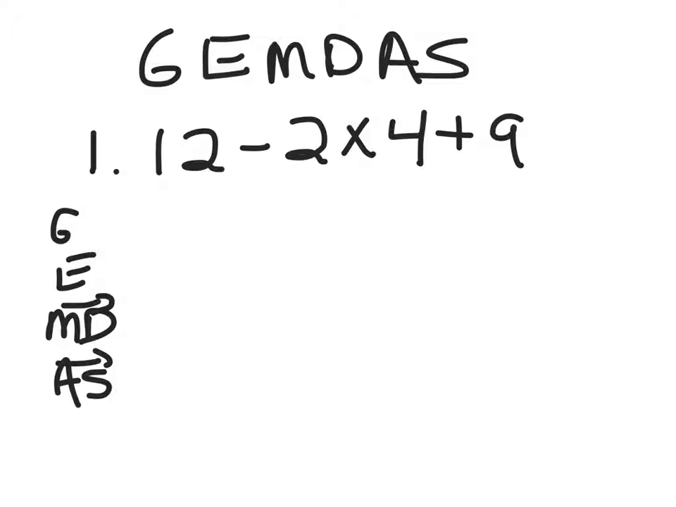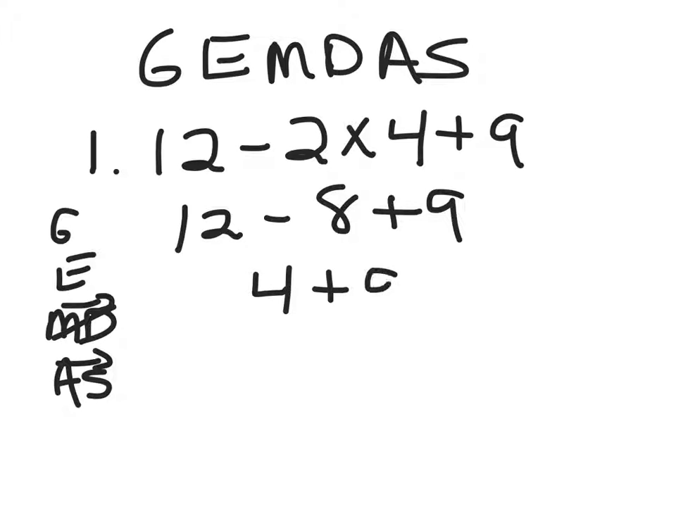The first thing you're going to do is the multiplication. Copy everything else down. Now we have addition and subtraction. Since we go left to right, we're going to do the subtraction first. And that leaves us with an answer of 13, if you've done it correctly.